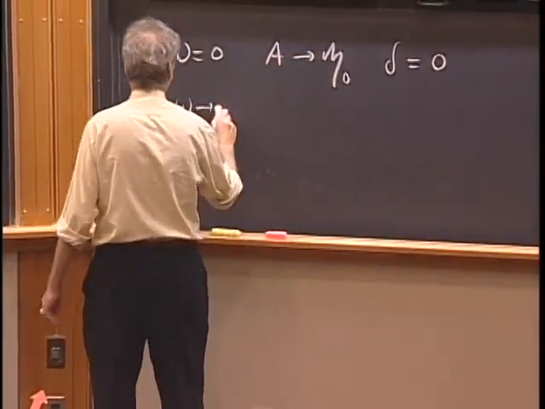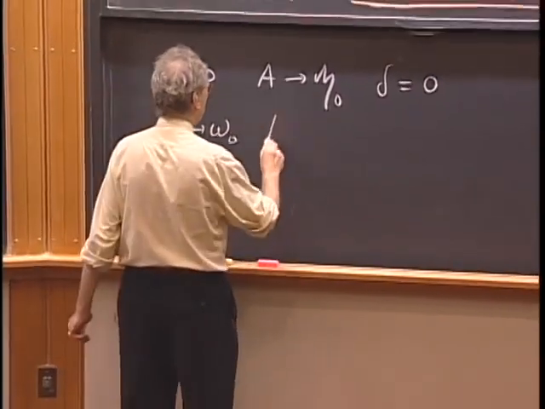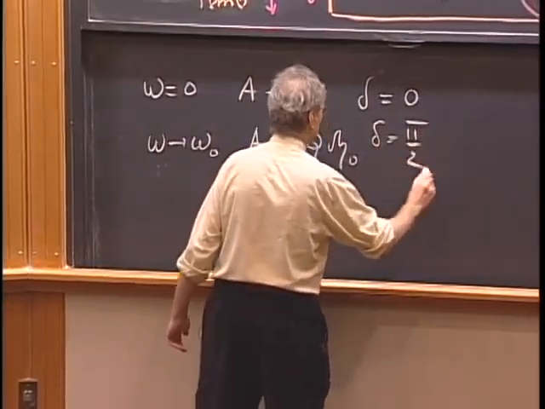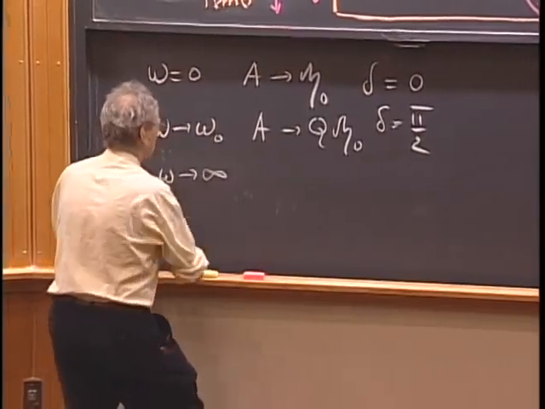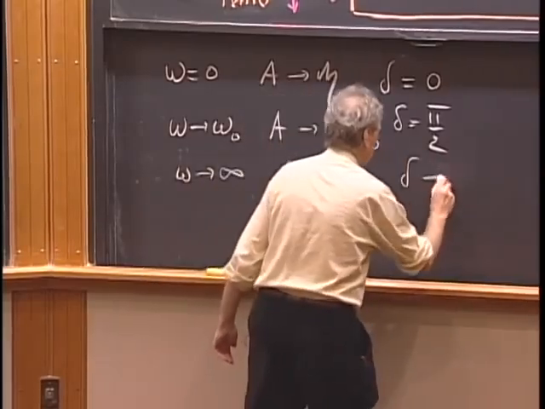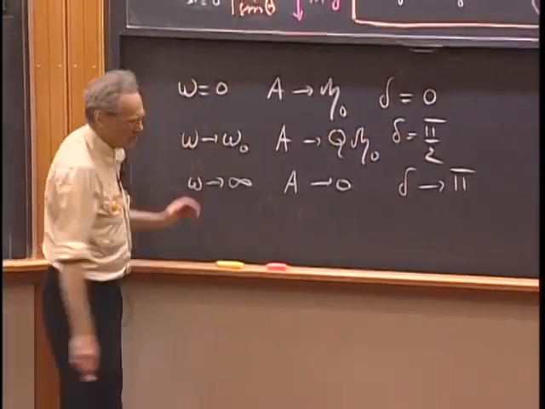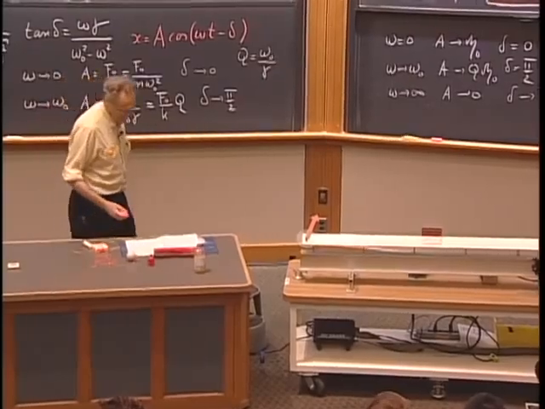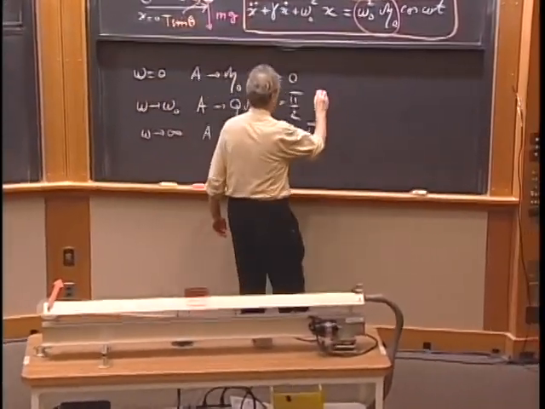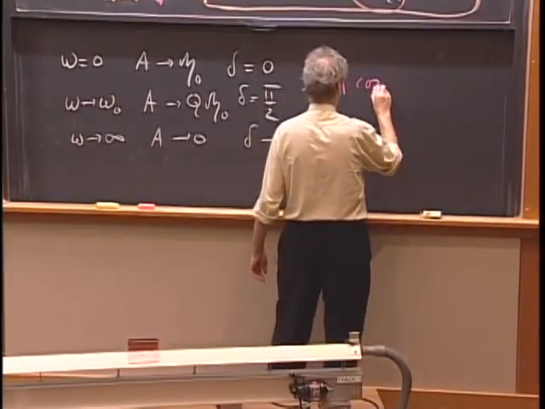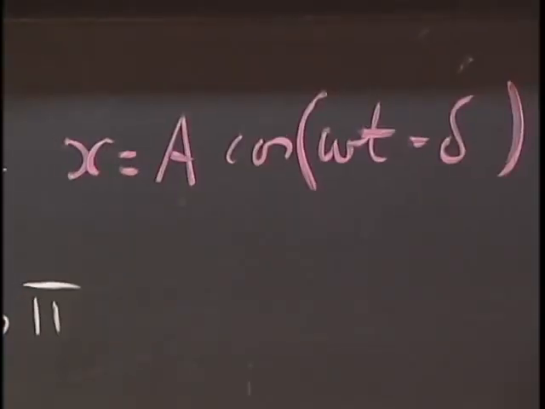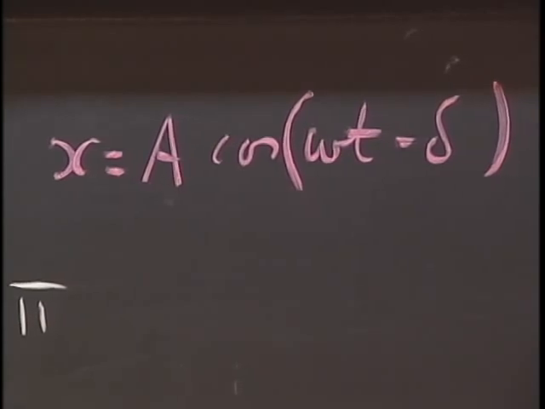And so now we can make a quick prediction that at resonance, you probably get Q times eta 0, and then delta would become pi over 2. And when you go to very high frequency, then A would go to zero, and then delta would go to pi. And this is what I want to demonstrate to you. So the final solution of this pendulum, which I will write down in red, is going to be that x equals A times the cosine of omega t minus delta, just as we had before. A is non-negotiable, has nothing to do with the initial conditions. Delta is non-negotiable, has nothing to do with the initial conditions. This is the steady state solution.